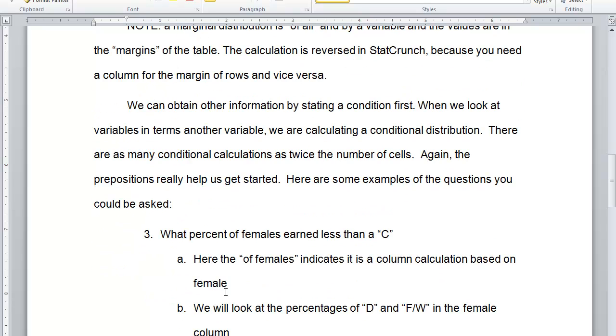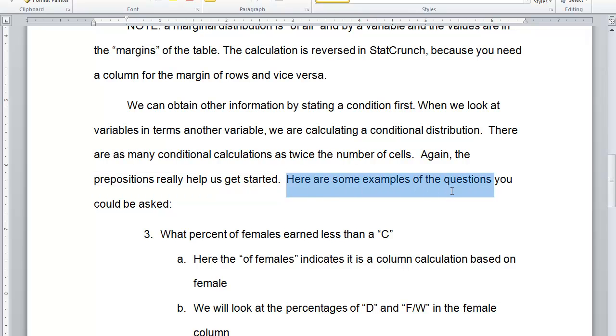Okay? Now, we can obtain other information by stating a condition first. All right? And so when we look at variables in terms of another variable, basically we are calculating a conditional distribution. And if you've watched enough of my videos, you know that I say often, in math, we call things what they are. The first one was a marginal distribution because it was in the margins of the table. This one is a conditional distribution because we're stating a condition. So there are as many conditional calculations as twice the number of cells because you can go both directions in each cell. And again, the prepositions really help us get started.